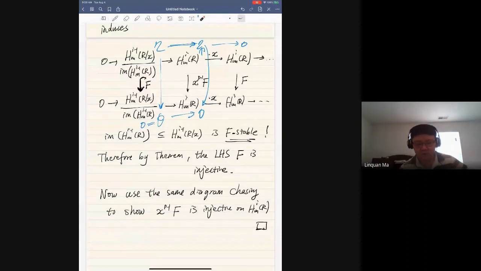So eta is 0. If you think a little bit, this is the same diagram chasing as in the Cohen-Macaulay case, except we modify slightly what's happening on the left, using the slightly stronger result that F-split implies that quotienting by any F-stable submodule preserves the injectivity of the Frobenius. Okay, so this is the main theorem that I want to report. And okay, I think I will stop here. Thank you for your attention.